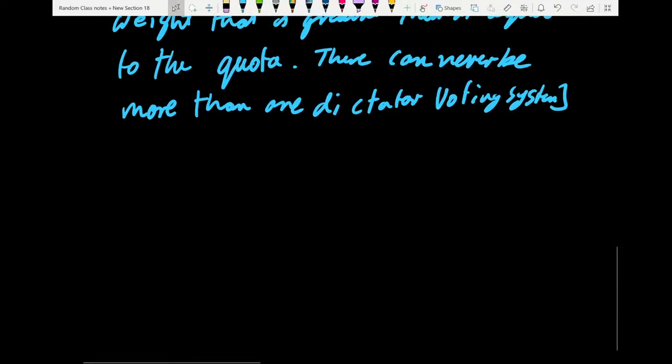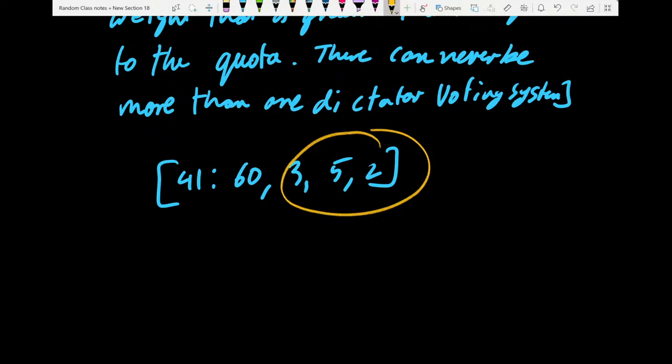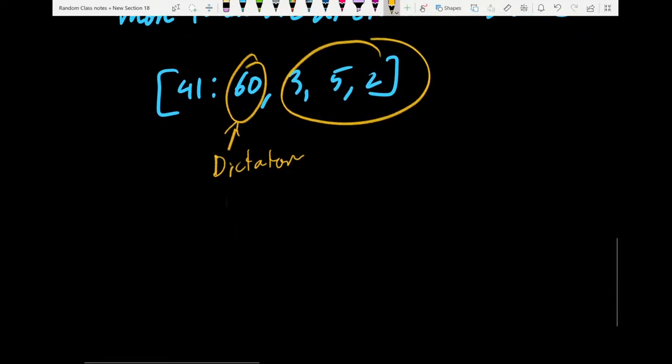So think about it like this. You have 41, that's the quota, right? But the dictator has, let's say, 60, then you have 3, 5, 2. These are all irrelevant. These are kind of like dummy voters. They don't even need that. This is the one that makes it go over the quota, and therefore it's a dictator. If you ever watch the Chinese Communist Party, it's a one-party system, but they have other parties there just for eyewash. It really means nothing.